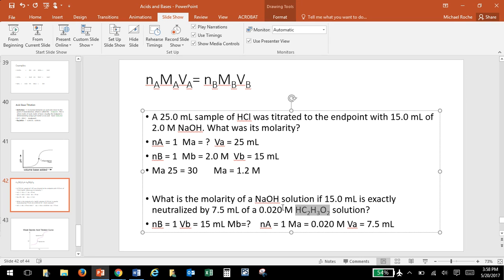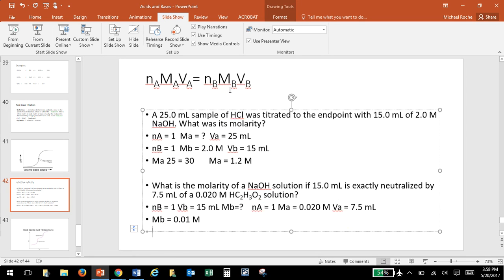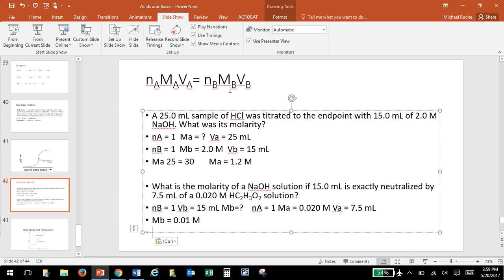The molarity of the acid is given as 0.02. So that's why that's there. And the volume of the acid is 7.5 mL. So when we put that into that equation, we get 1 times 15 times question mark equals 1 times 0.02 times 7.5. And when you solve for that, you get the molarity of the base is 0.01 molar.